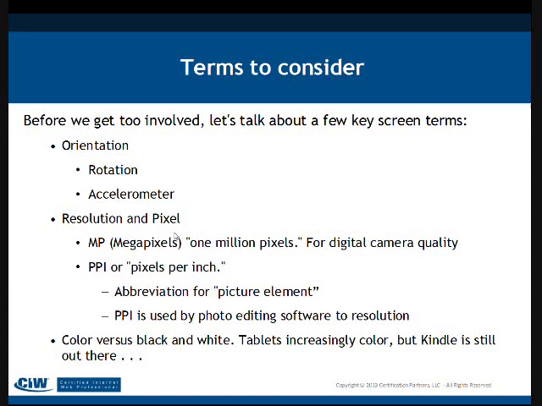Resolution and pixel, okay? Resolution is the number of pixels on a screen, and we can talk about it in terms of megapixels, usually for digital cameras. How good is your digital camera on your phone? Well, it has X amount of megapixels, 6 or 8 megapixels. And then, of course, there's pixels per inch. Pixel is an abbreviation for picture element, and PPI is used by photo editing software to talk about resolution.